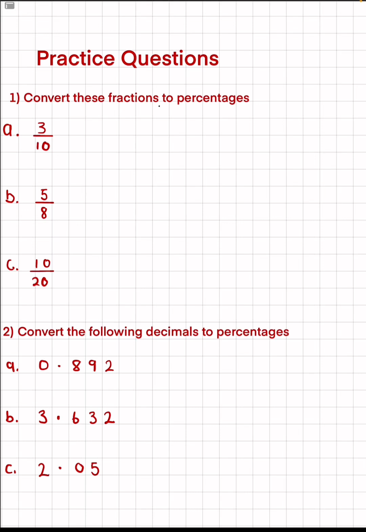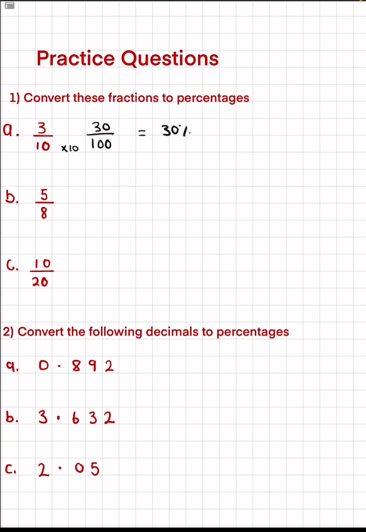Question 1 says convert these fractions to percentages. The first fraction we have is 3 over 10. We need to find the equivalent fraction with the denominator of 100. To get from 10 to 100, we've multiplied by 10. So we need to do the same with the top number. 3 times 10 is 30. So the percentage is 30%.